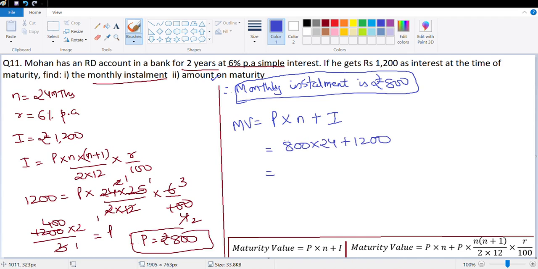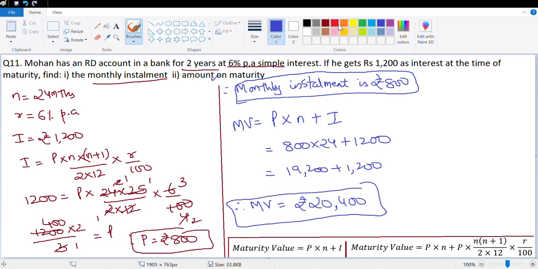So 24 into 8, that's 16 and 32, 192. So this is 19,200 plus 1,200. Therefore, maturity value is rupees 20,400. That's the final answer. That finishes this chapter for me.